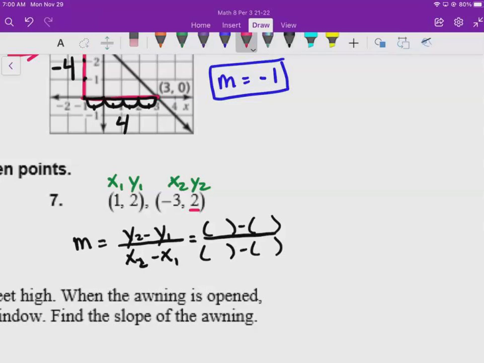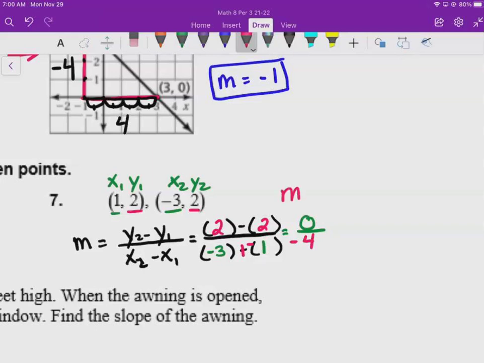And again, y2 is 2. y1 is 2. Uh-oh. x2 is negative 3. And x1 is 1. Okay, now my little bell should be going off in your brain that says 2 minus 2 is 0. And then I have negative 3 plus negative 1. So I have negative 4.